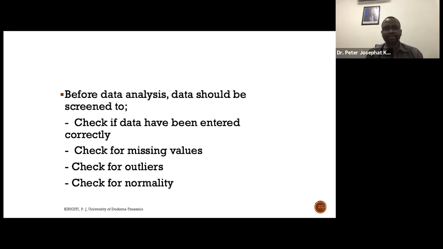Another one is, especially for the parametric test, we have to check for normality. Do we have data which are normally distributed, if at all we are interested in the parametric test? So we need to conduct a data audit to check for quality and ensure that we have clean data. Then it is recommended that you go for the analysis.